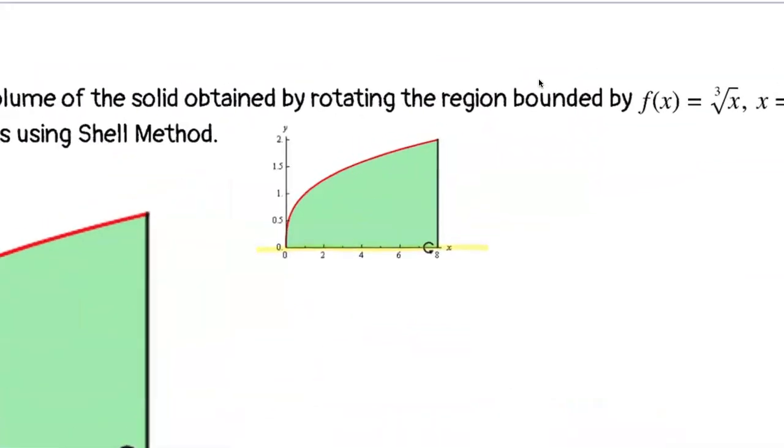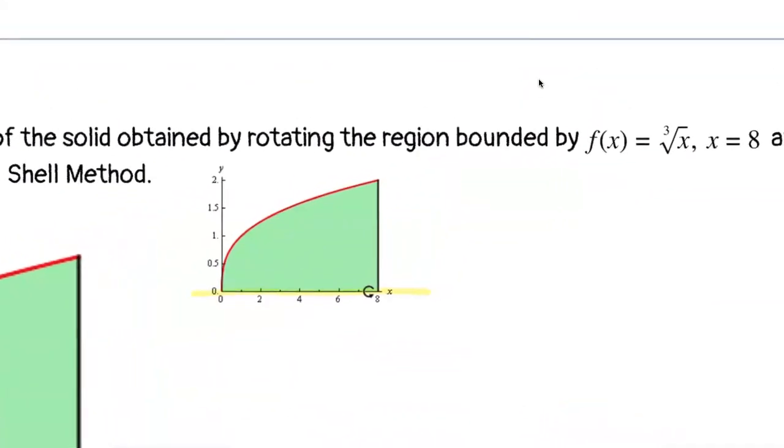So if I was going to use washer method for this, right? So think back to yesterday. If I was going to use washer method, my axis of revolution is horizontal, so my purple lines need to be vertical, right?